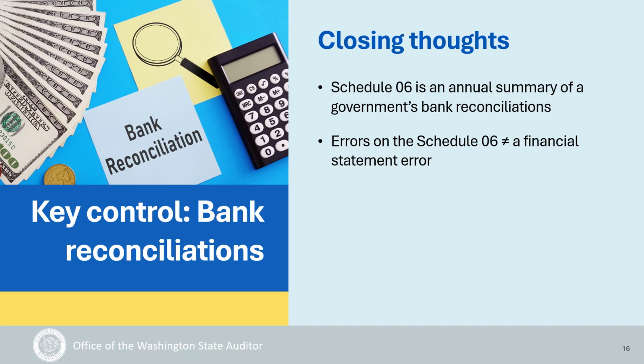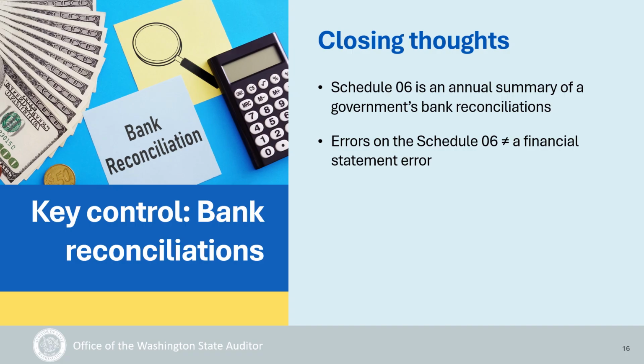We have found that some governments will put their monthly reconciliations into the Schedule 06 template with a month on each tab of the entire spreadsheet. This assists in the annual preparation of the schedule for the annual report.